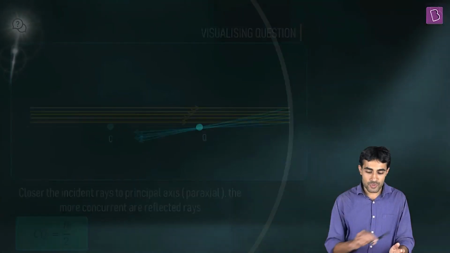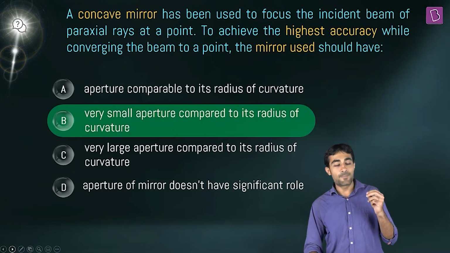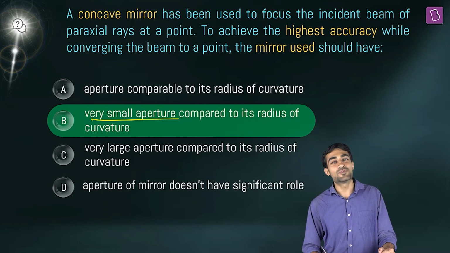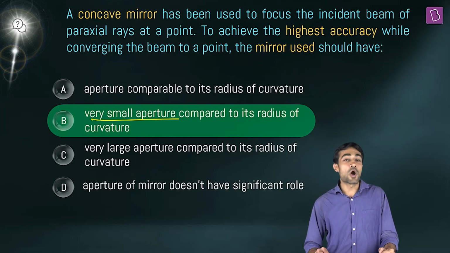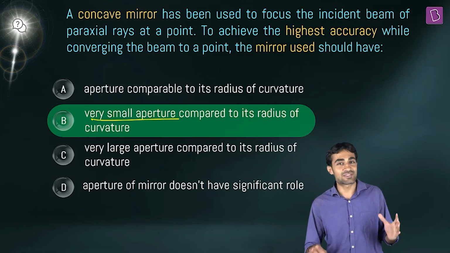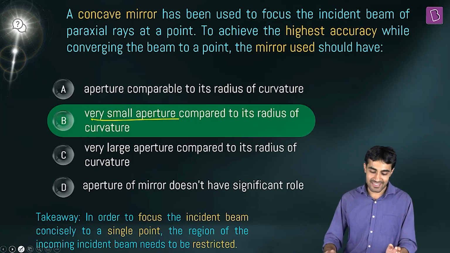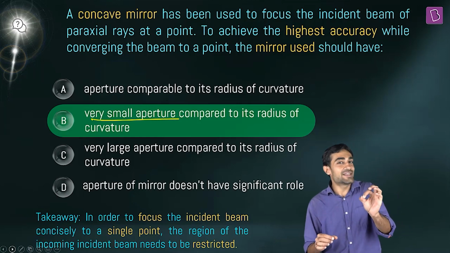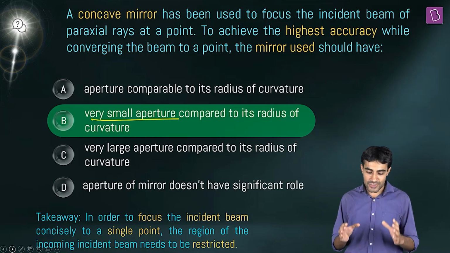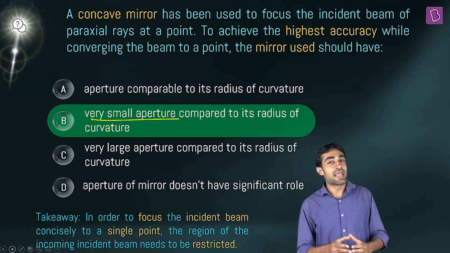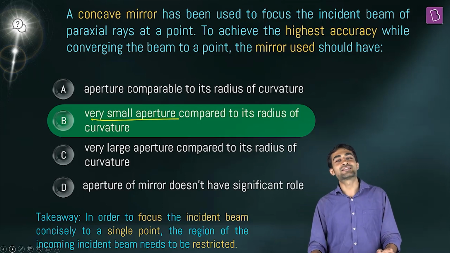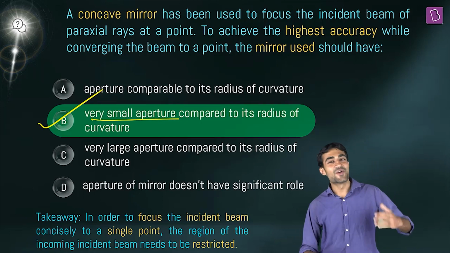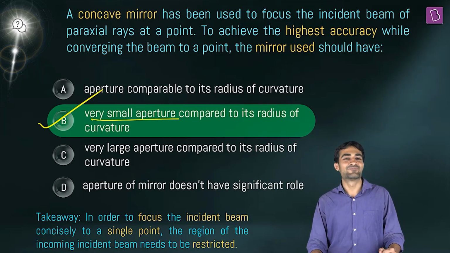Now let's go back to our question. We can see that option B, very small aperture, is the right option for our question. And what did we learn from this entire story? The key takeaway is, in order to focus the incident beam precisely to a single point, the region of the incoming incident beam needs to be restricted. This is our key takeaway. So option B is the right answer for this question.